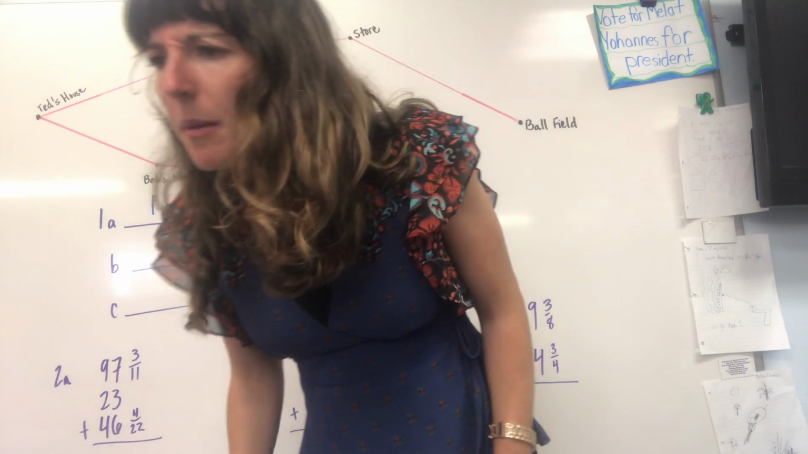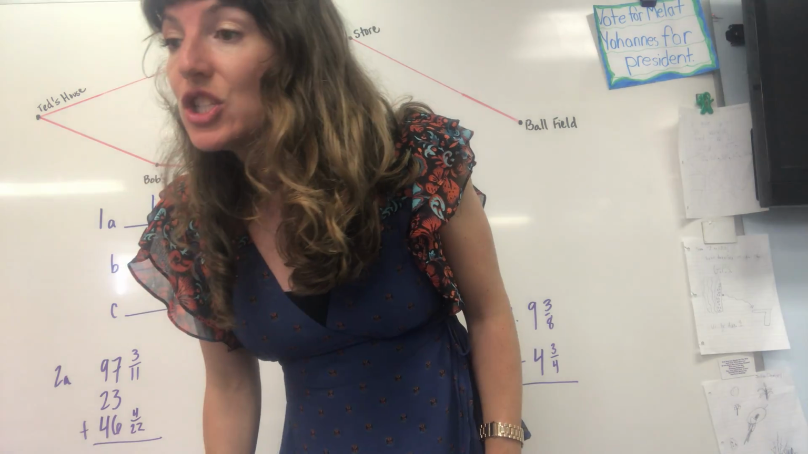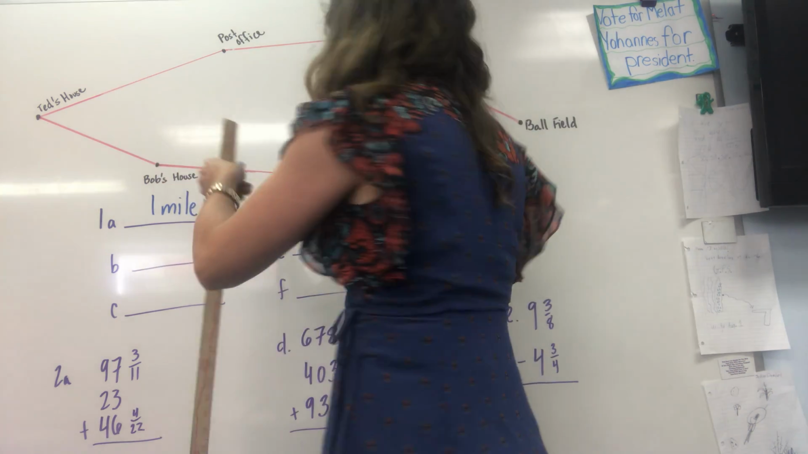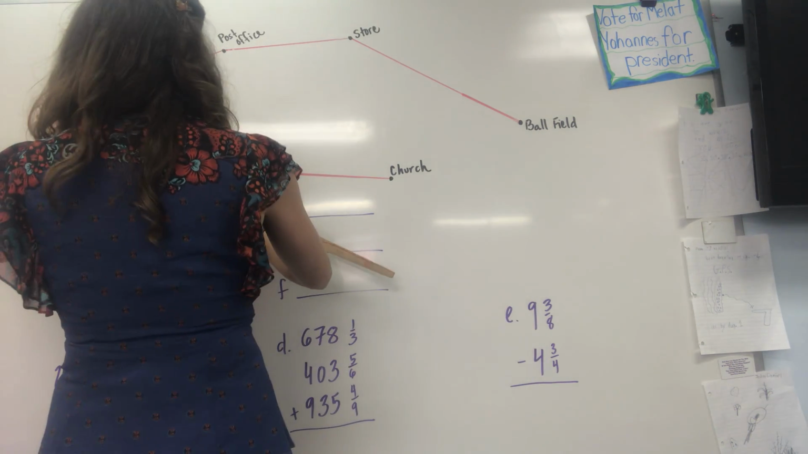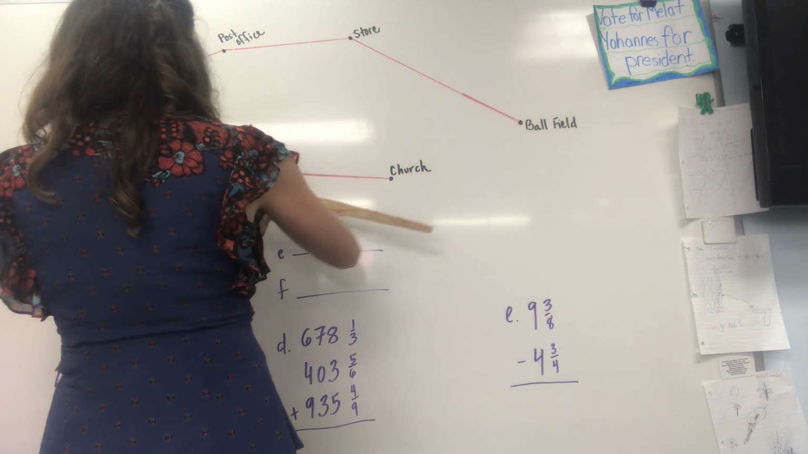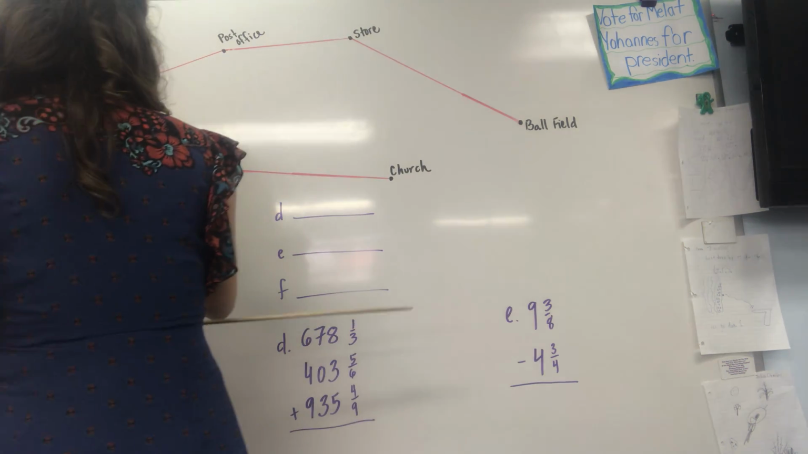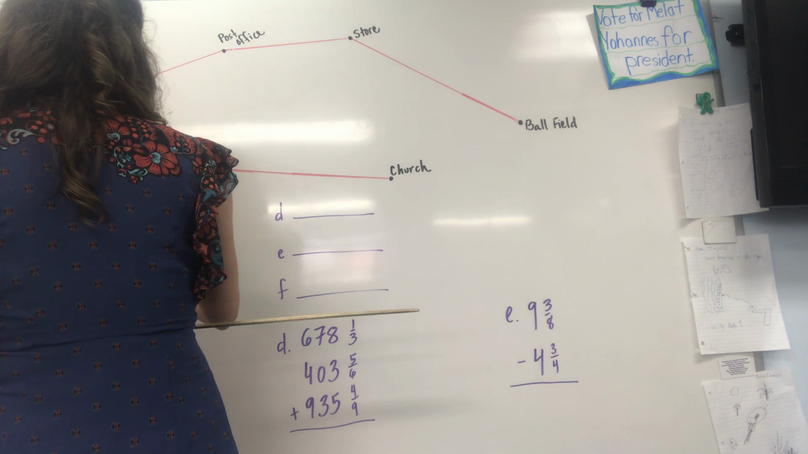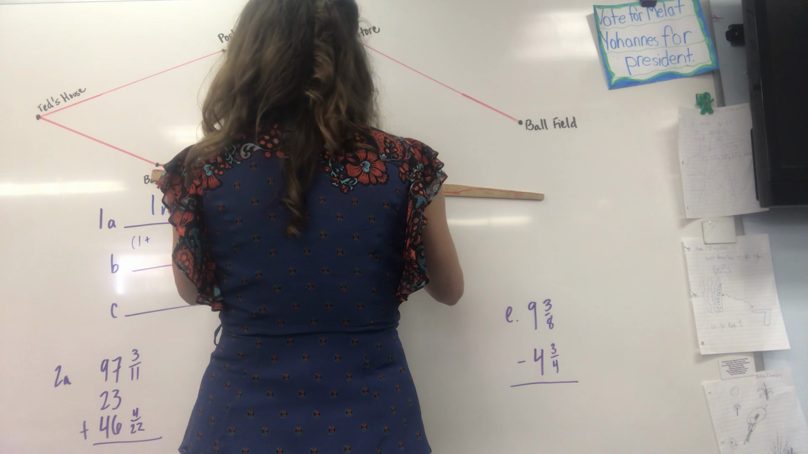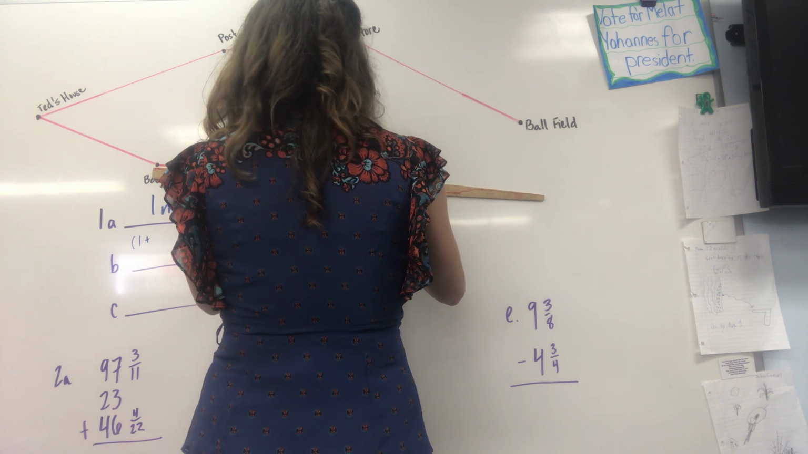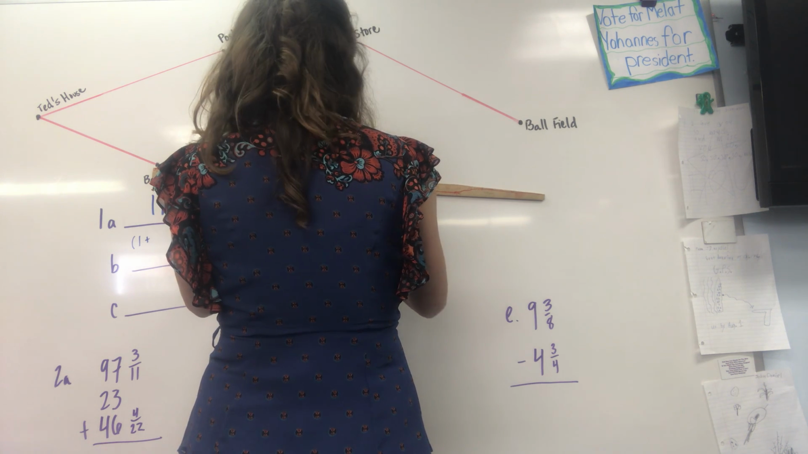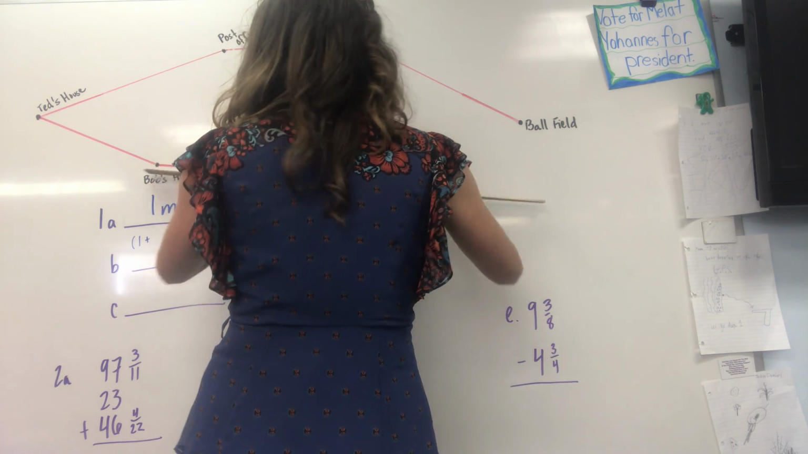B. Church to Ted's house. Always follow along the line. So, start here. Ted's house to Bob's house is 1 foot. I'm going to put in parentheses 1 plus, and then from Bob's house to church, 1 3/4.